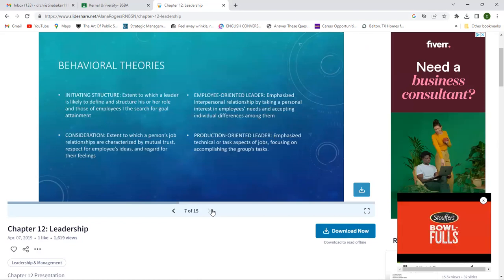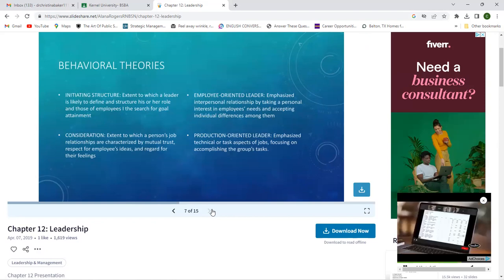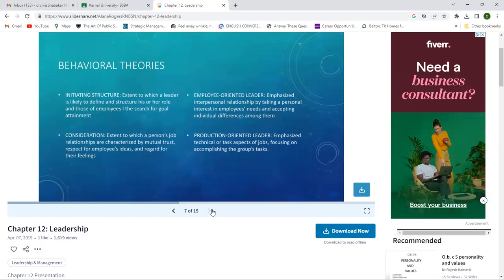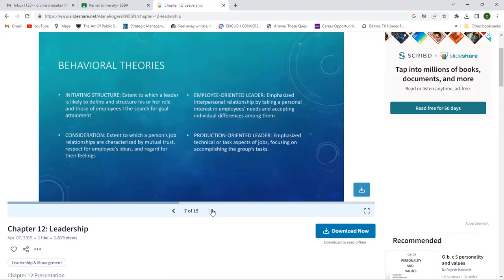Behavioral theories: initiating structure, the extent to which a leader is likely to define and structure his or her role and employs the search for goal attainment. Consideration, the extent to which the person's job relationships are characterized by mutual trust, respect for employee ideas, and regard for their feelings. An employee-oriented leader emphasizes interpersonal relationships by taking personal interest in employees' needs and accepting individual differences among them. A production-oriented leader emphasizes technical or task aspects of a job, focusing on accomplishing the group's tasks.